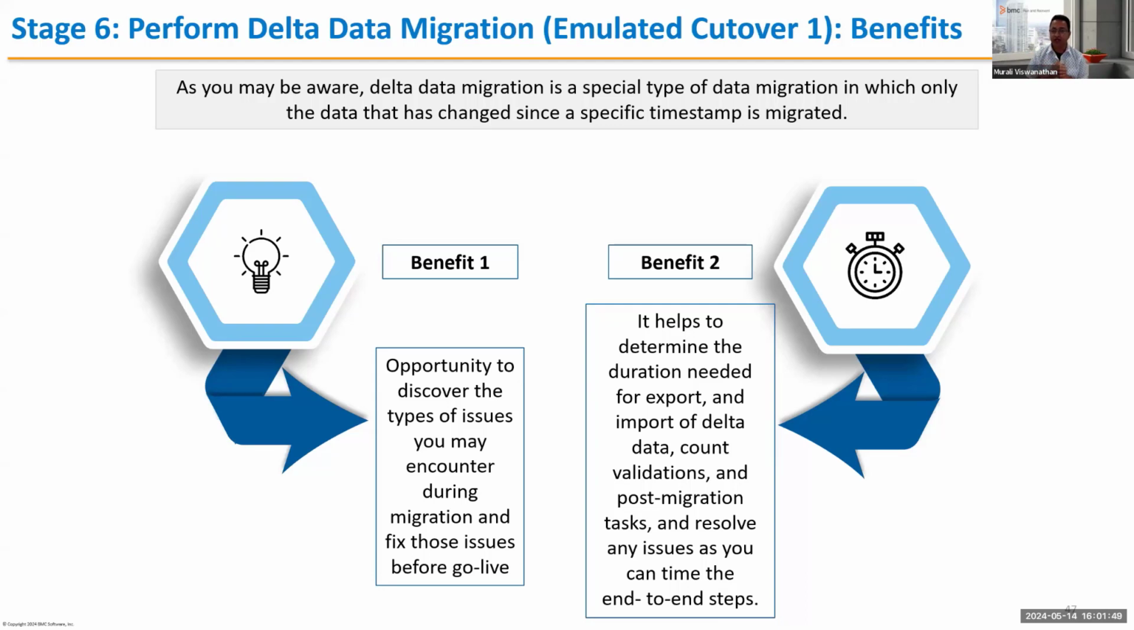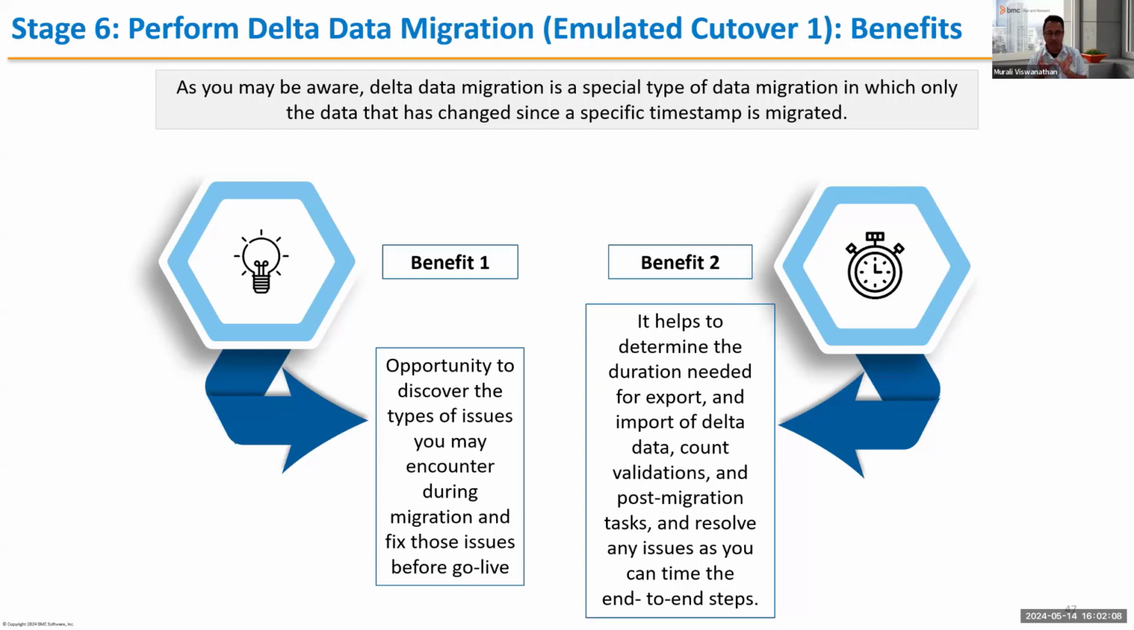So you can time it out and validate your post-migration tasks, because for the delta migration, the incremental run, the post-migration tasks are much simpler. You don't have to run all the post-migration steps. You only have to run maybe a couple. So it'll give you an idea. Those are the two major benefits. That's why we want you to run this at this time and not later in the cycle.